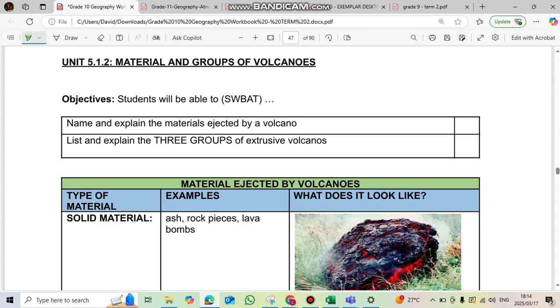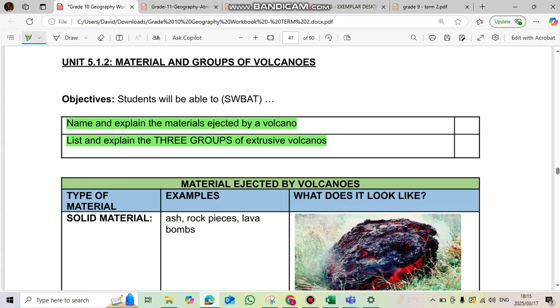In this lesson, we're going to be focusing on the material and groups of volcanoes. So your lesson objective then is students will be able to name and explain the materials ejected by a volcano, and students will be able to list and explain the three groups of extrusive volcanoes.